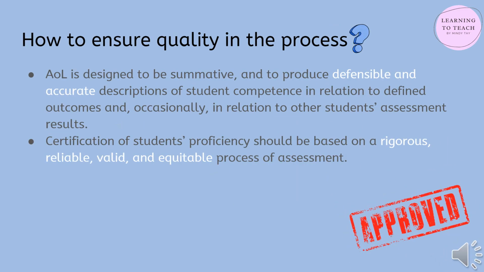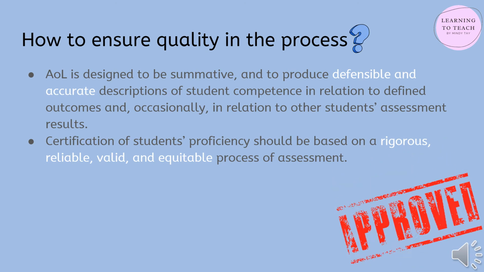How do we ensure quality in the process of conducting assessment of learning? Assessment of learning needs to be carefully constructed so that the information upon which decisions are made is of the highest quality. AoL is designed to be summative and to produce defensible and accurate descriptions of students' competence in relation to defined outcomes and occasionally in relation to other students' assessment results. Certification of students' proficiency should be based on a rigorous, reliable, valid, and equitable process of assessment. All these imply the importance of record keeping as it provides details about the quality of the assessment.